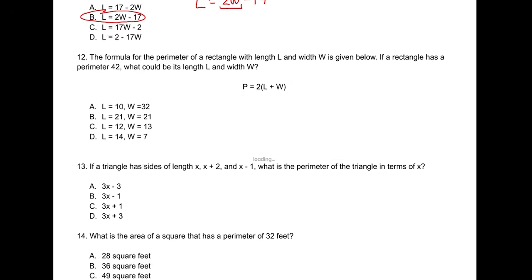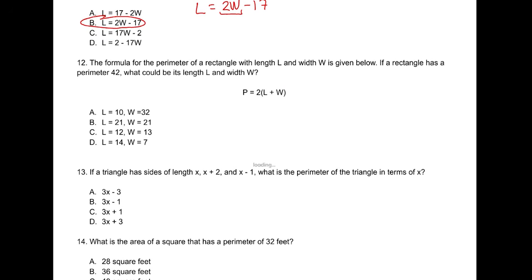Number 12 says the formula for the perimeter of a rectangle with a length L and width W is given below. We can see that here. If a rectangle has a perimeter of 42, what could be the length and width? So if the perimeter is 42, and that's twice the sum of the length and the width, then the length and the width must have a sum of 21, because 21 times 2 is 42. So that length plus width has to add up to 21. All you have to do is go through your answer choices and figure out which of these combinations add up to 21.